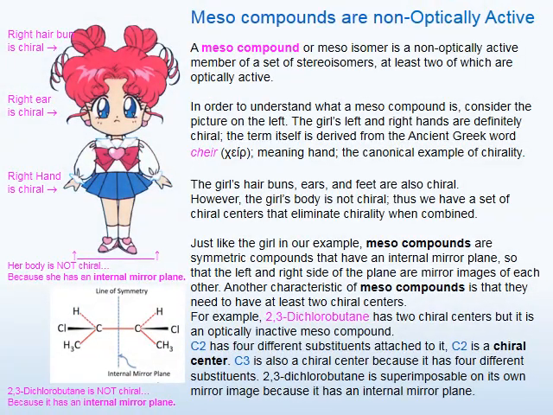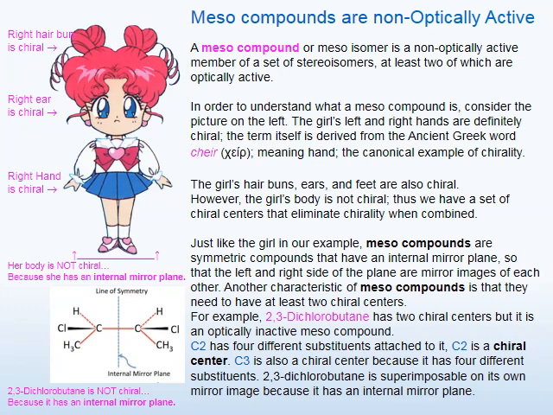Chiral centers will not always confer optical activity. For example, a meso compound or mesoisomer is a non-optically active member of a set of stereoisomers, at least two of which are optically active. In order to understand what a meso compound is, consider the picture on the left. The girl's left and right hands are chiral. The term itself is derived from the ancient Greek word for hand, the canonical example of chirality. The girl's hair buns, ears, and feet are also chiral. However, the girl's body is not chiral. The reason for that is, the body contains an internal mirror plane of symmetry.